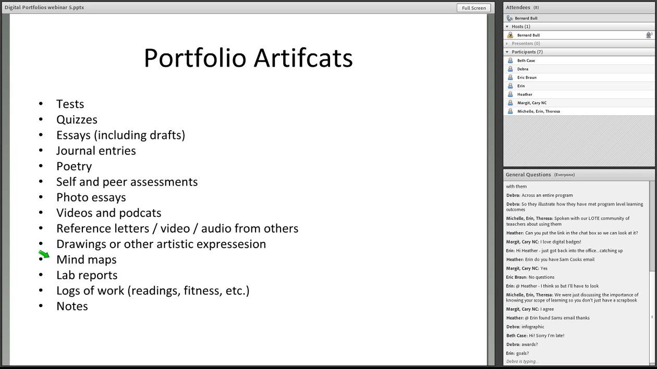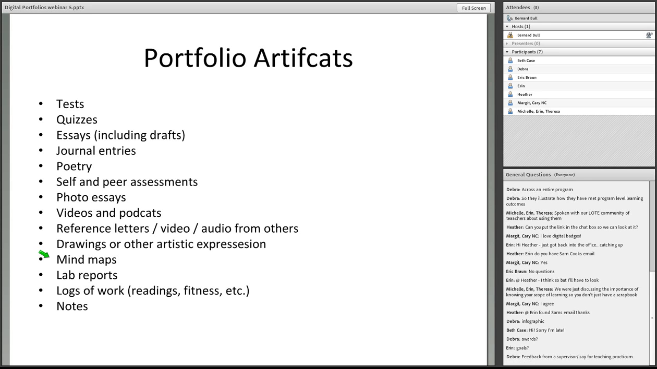I see a couple of people typing. Goals. That's also something that shows up in portfolios. That's a great point, and I'll get to that in a little bit. So sometimes portfolios can include learner goals.